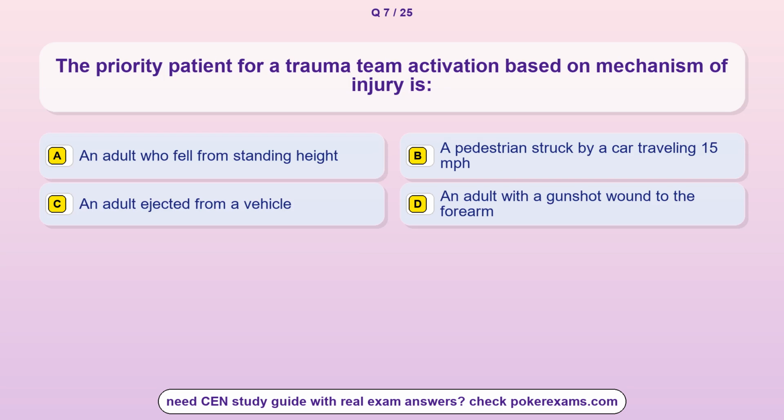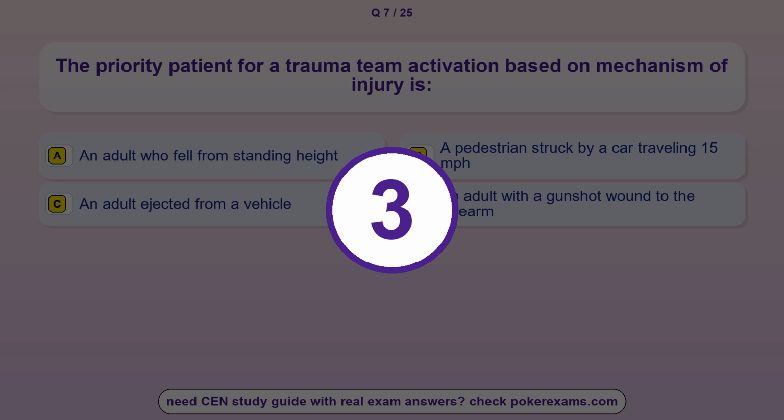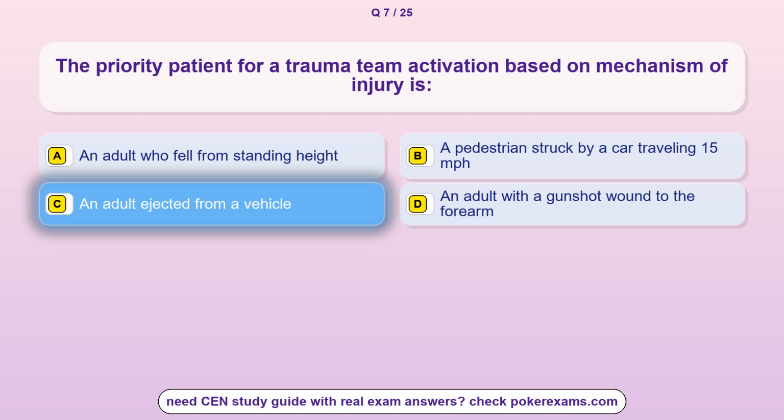Thiamine. Question 7. The priority patient for a trauma team activation based on mechanism of injury is. Option A. An adult who fell from standing height. Option B. A pedestrian struck by a car traveling 15 miles per hour. Option C. An adult ejected from a vehicle. Option D. An adult with a gunshot wound to the forearm. The correct answer is option C. An adult ejected from a vehicle.